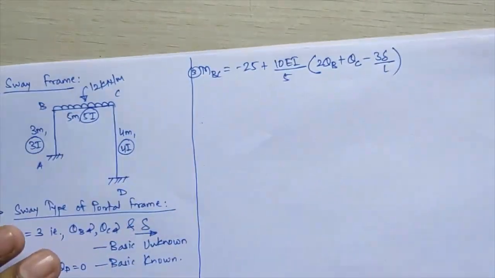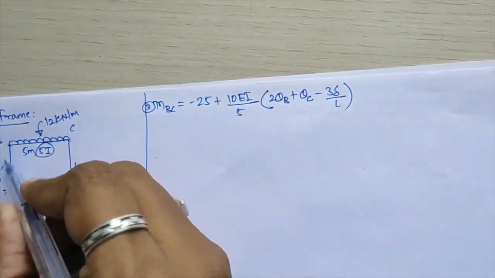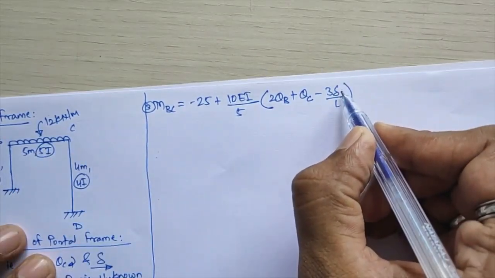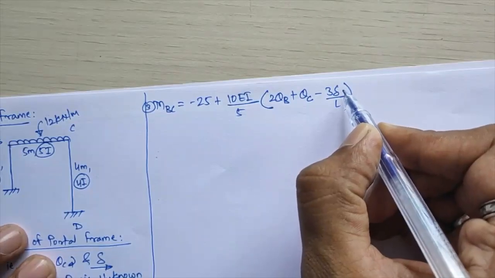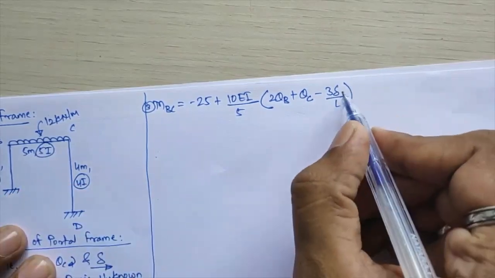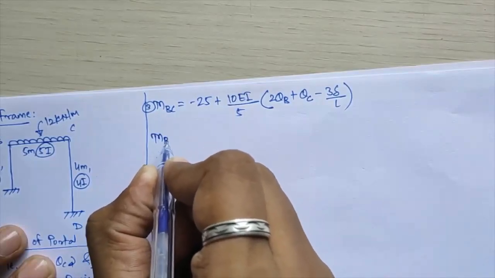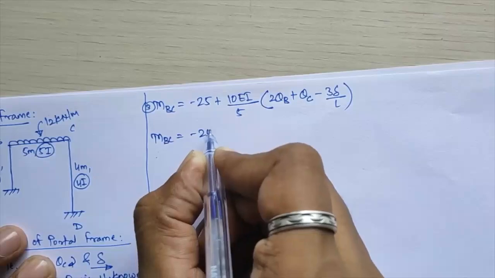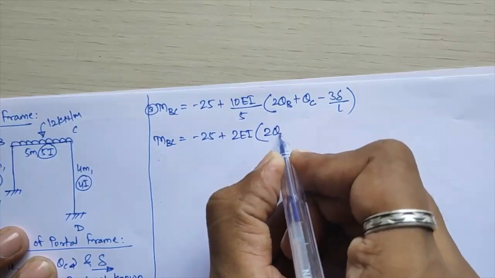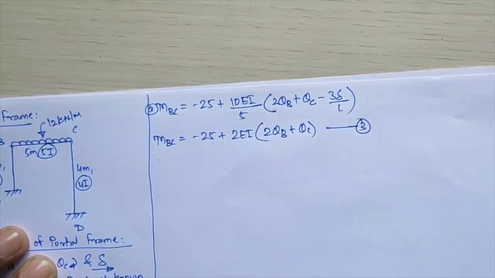But for horizontal members, as I have said, whatever sway coefficient delta you are getting will just affect the column members. So for horizontal members or beam members, you have to consider this delta as 0. You can note down this point, that for beam members or horizontal members, in case of sway frames, your delta will remain 0. So I'll simplify this equation, that is MBC I'll get as minus 25 plus 10 by 5, equal to 2 times EI into bracket 2 theta B plus theta C. Delta will be 0. This will be my equation number 3.